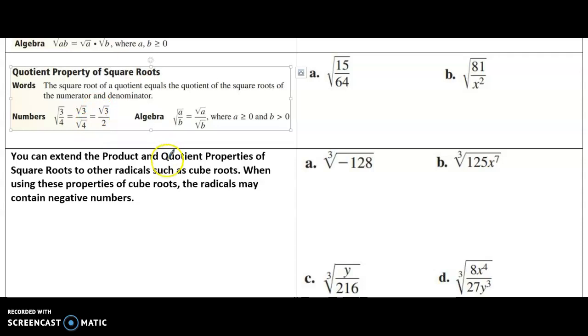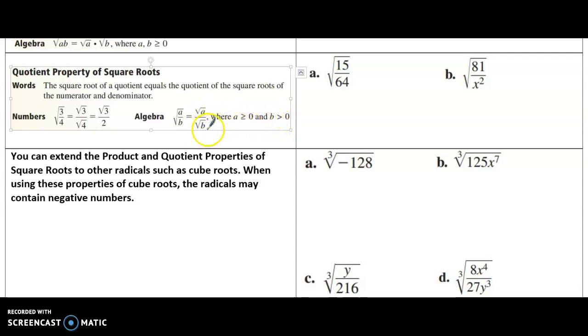So the algebra, which I did not go into on the last one, says when you're doing this, the square root of a over the square root of b, my pen stopped working. Okay, we can break that using the quotient property of square roots, so we can write that as the square root of a divided by the square root of b, where a is greater than or equal to 0, and b is greater than or equal to 0.